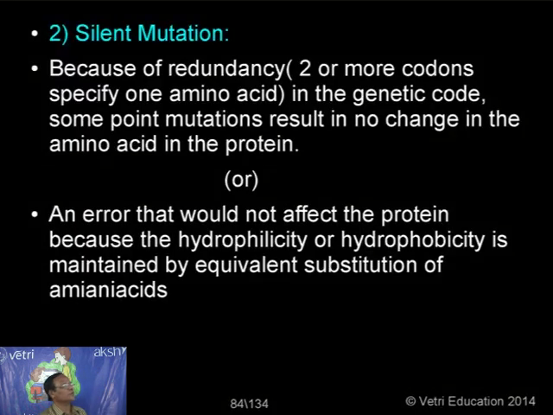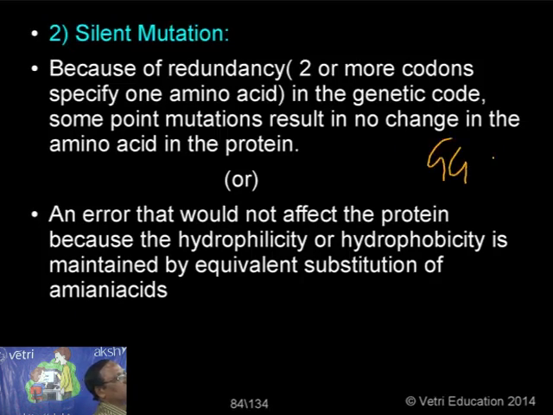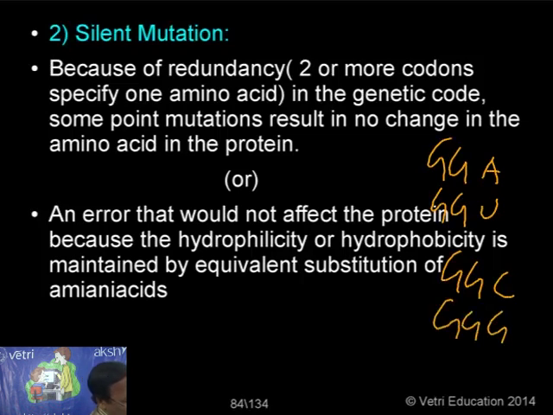Then, silent mutation. So as I mentioned already, for example, glycine has 4 codons. These are all the 4 codons, GGA and so on, that is triple G. These are the 4 codons. This is what is called redundancy, that is, 2 or more codons for an amino acid.